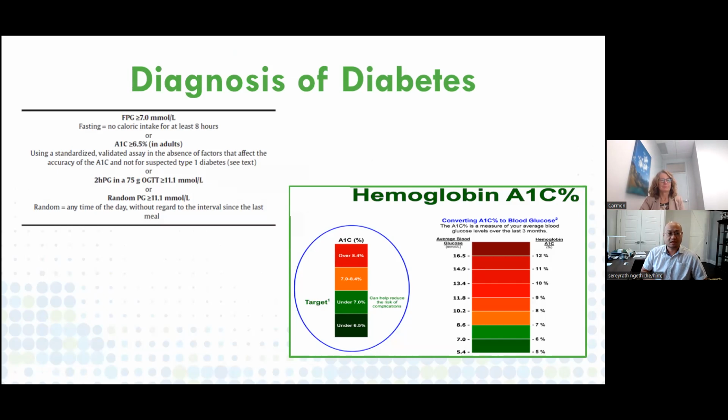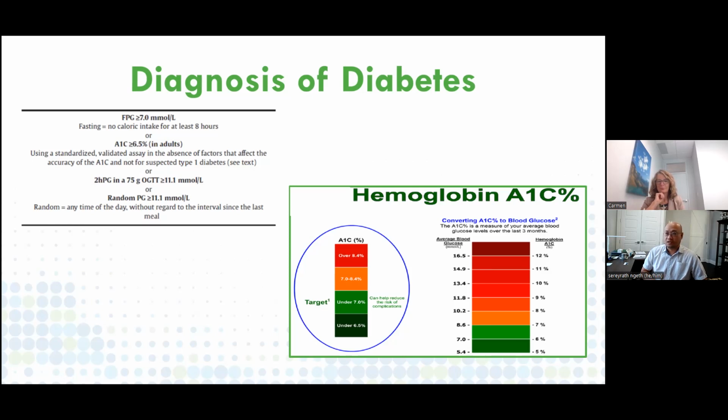We also use a test called A1C, or hemoglobin A1C. It's just a random blood test that can be done anytime. And if their number is more than or equal to 6.5% in adults, they are considered to be a diabetic. So what is this A1C, or hemoglobin A1C? It's basically a marker that we use to, one, diagnose diabetes, and two, also monitor diabetes as well.